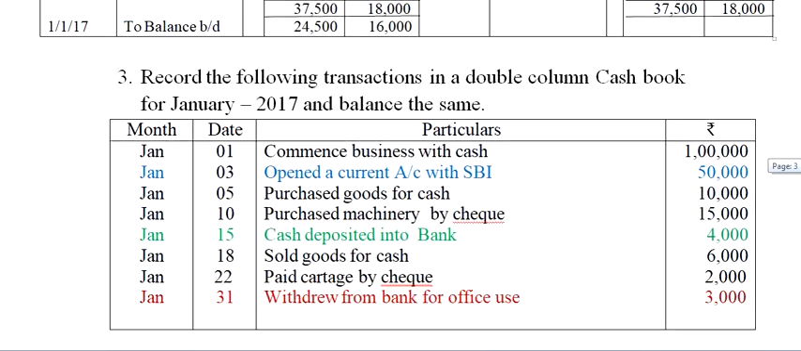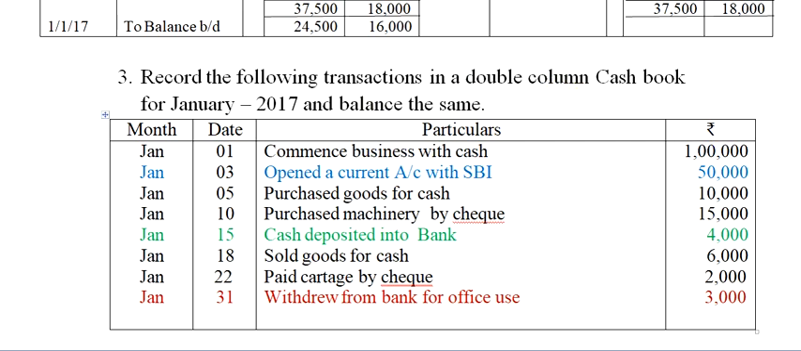Moving on to the third question, my dear students. See here. Third question. Record the following transactions in a double column cash book for January 2017 and balance the same. So for January 2017 we need to prepare which book? Double column cash book. Double column cash book means you know that we will be maintaining two amount columns. One is for cash, the other one is for the bank.